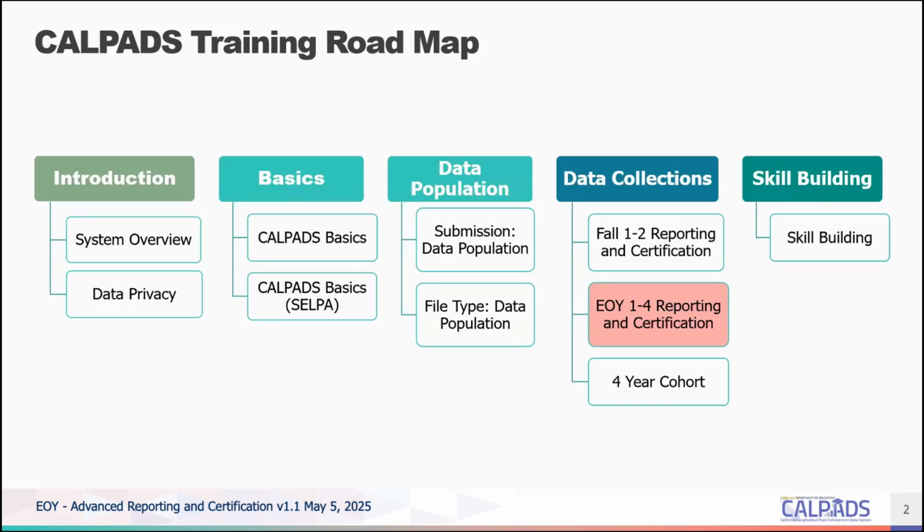This slide reflects the CalPADS course catalog. In the top, you will see the various subject areas and their respective programs below each. The first three skill areas contain programs that are prerequisite for the data collection programs, and the EOY Advanced, which is part of the EOY 1 through 4 reporting and certification program, is what you are attending today. It is a skill building program consisting of courses which are available in self-paced format, and some of you may have already reviewed those courses.